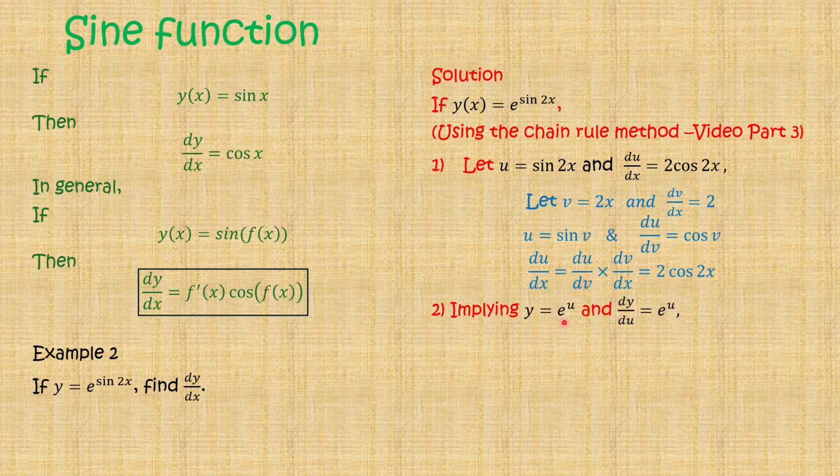y is equal to e to the u, since we have substituted u for sine 2x in the first step. Therefore, and recall from the exponential differentiation video, that was part 15, dy/du becomes e to the u. Therefore, dy/dx is equal to dy/du times du/dx. dy/dx is equal to e to the u times 2 cosine 2x, because we're simply substituting for the dy/du and the du/dx. Now, we substitute back for the u so that we get 2 cosine 2x e to the sine 2x as our final answer.